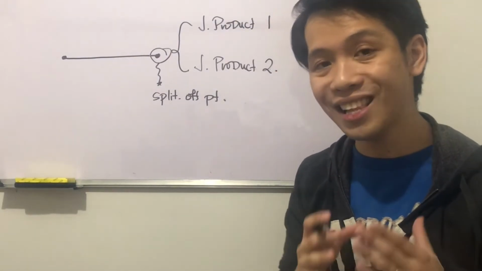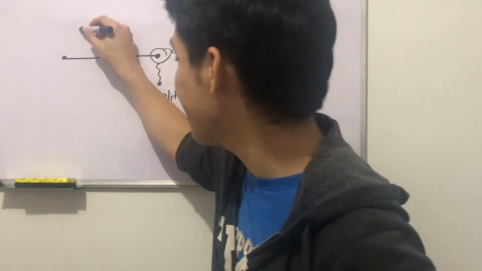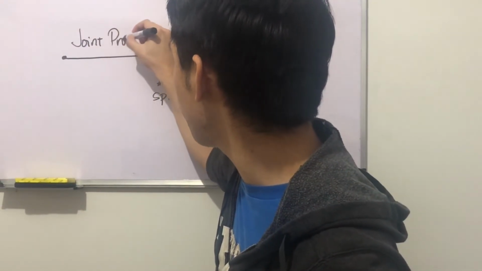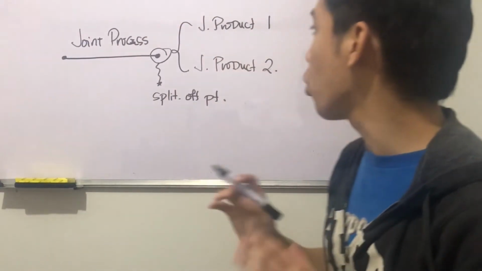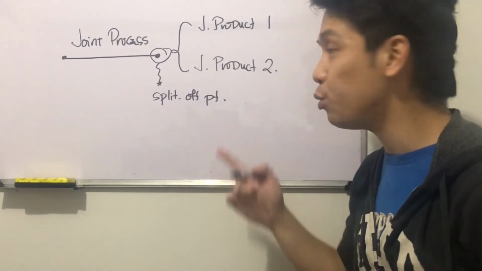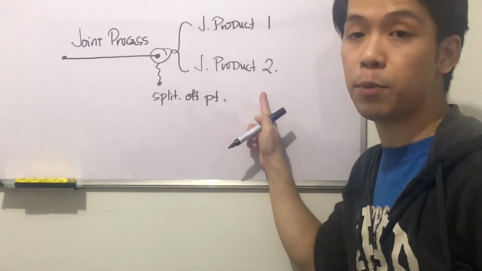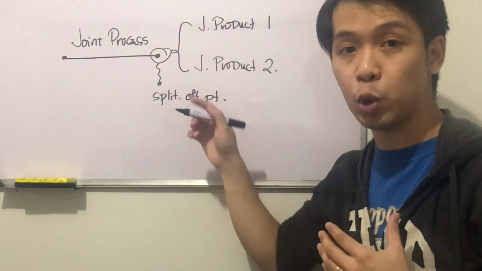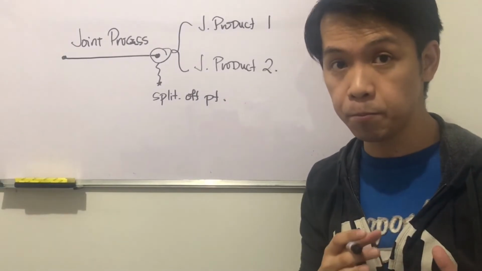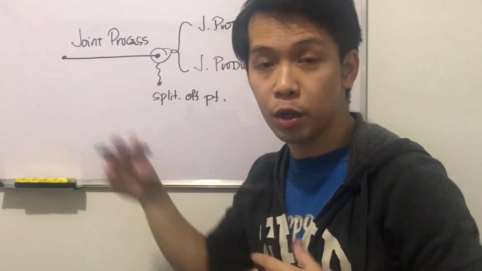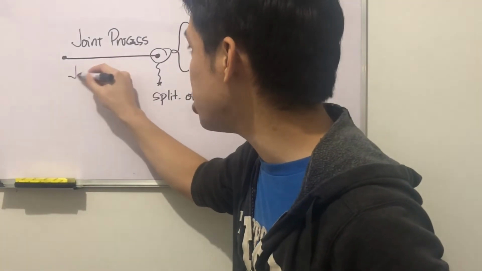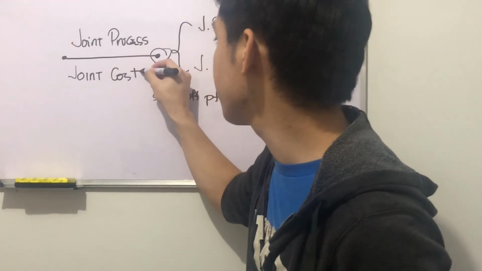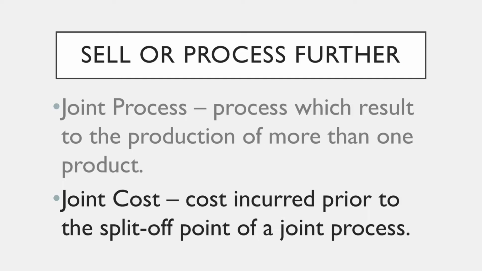This is what we call a joint process. Again, a joint process is a process that would result to more than a single product. In this case, we have two, joint product 1, joint product 2. At the split off point, joint products 1 and 2 can be identified from each other. Now, during the joint process, we are going to incur what we call a joint cost. This is before the split off point. A joint cost is a cost incurred prior to the split off point of a joint process.